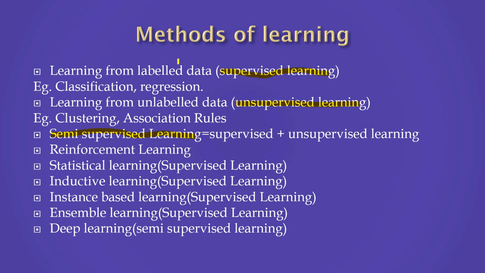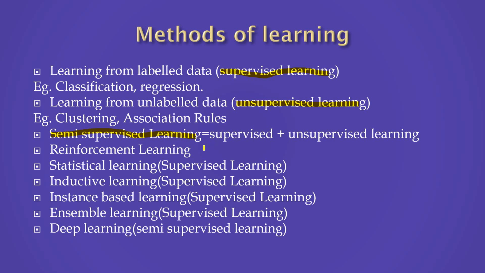The very first examples of supervised learning are classification and regression. And sometimes we access data which is unlabeled, or not divided into any set of labels. Such learning is called unsupervised learning, for example clustering and association rules. The third one is semi-supervised learning, which is a combination of supervised and unsupervised learning.